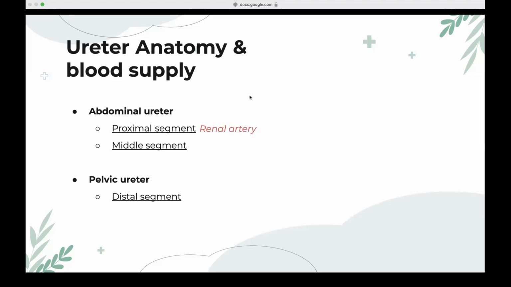Then the middle segment after that. Exactly, gonadal, and some branches from the abdominal aorta. And you'll see now the image when I show you. Okay. The distal segment, does anyone know what the distal segment is supplied by? Inferior and superior vesical. Those are the main supplies.